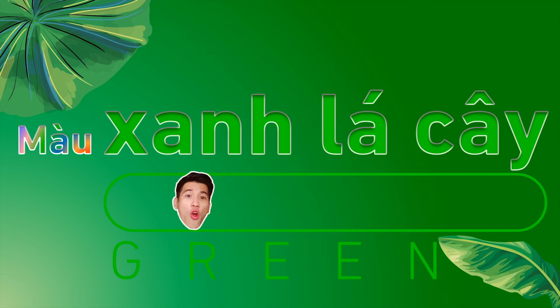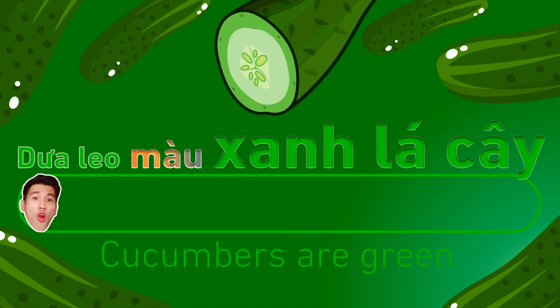Green. Màu xanh lá cây. Lá cây literally means tree leaf. Màu xanh lá cây. Xanh lá cây. Dưa leo màu xanh lá cây.